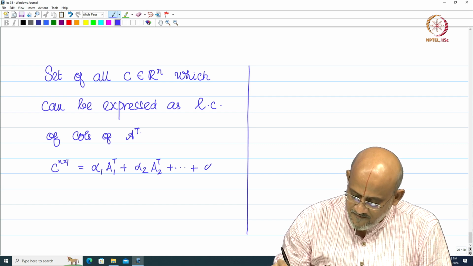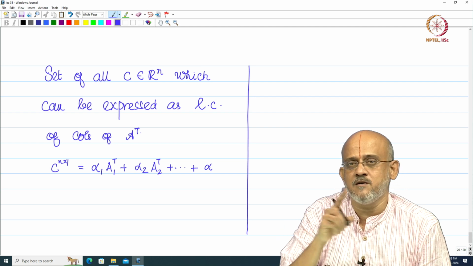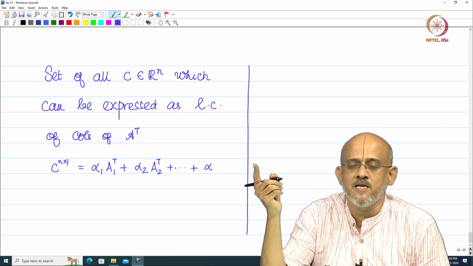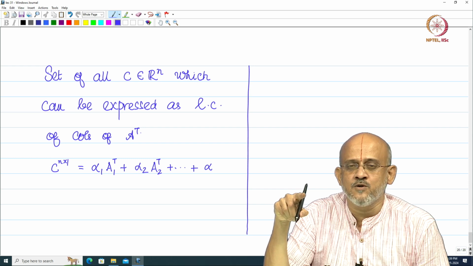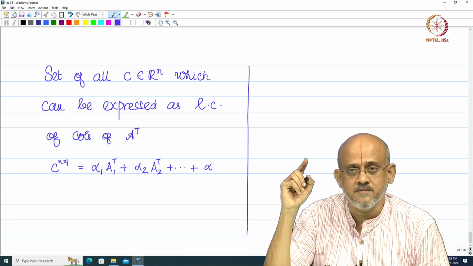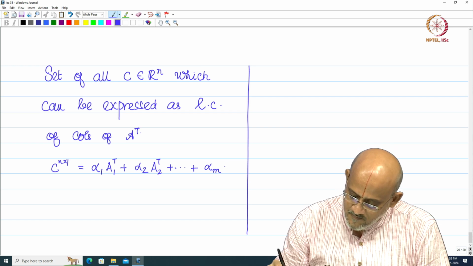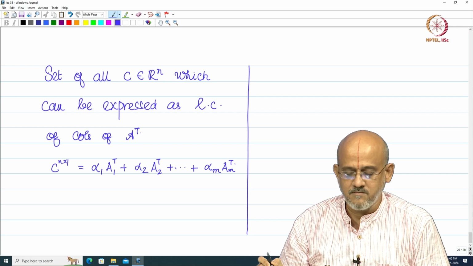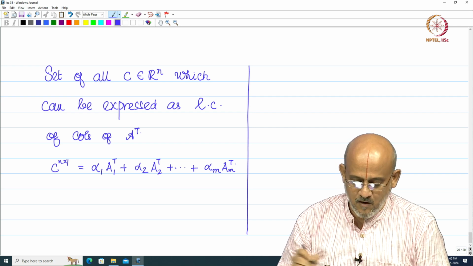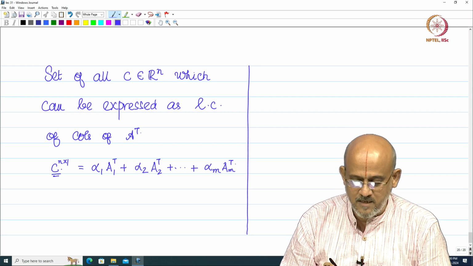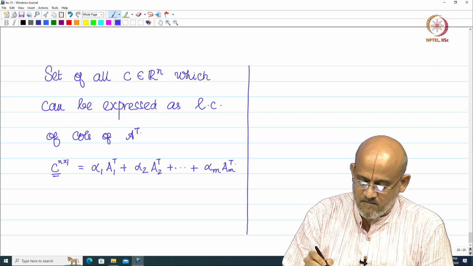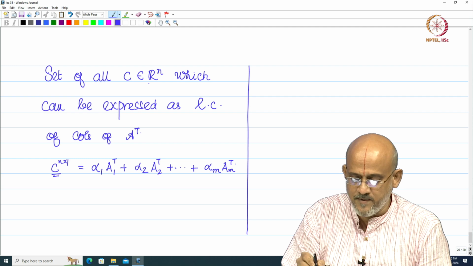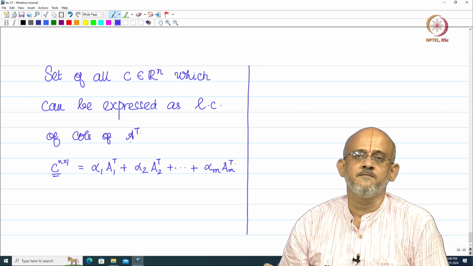Plus alpha m in this case, because you had m rows and n columns for A, so A transpose will now become n rows and m columns, right. So I am going to have alpha m A m transpose, right. Now this is basically the set of all those C vectors. C vectors are in Rn. So this is going to be the set of all those vectors which can be expressed as linear combinations of the columns of A transpose.